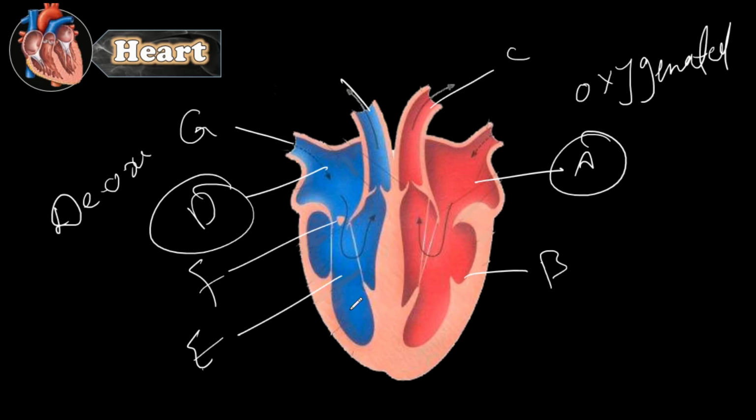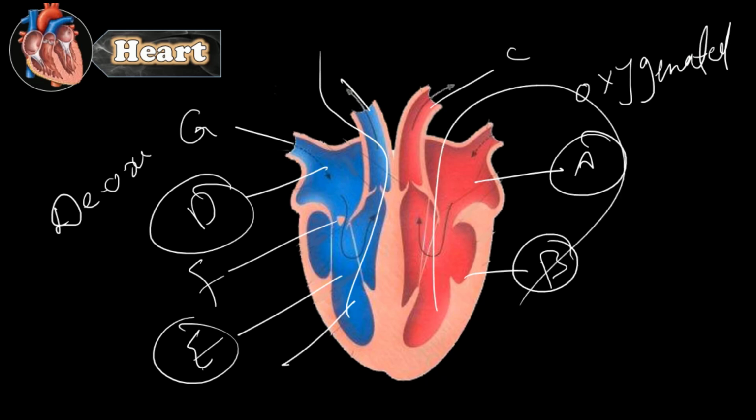And what is the function of part A? It pumps blood to the lungs. What is the function of part B? It pumps blood to all parts of the body. Now, if you look here, the wall of the left ventricle is thicker than the wall of the right ventricle. Why? Why is it thicker?